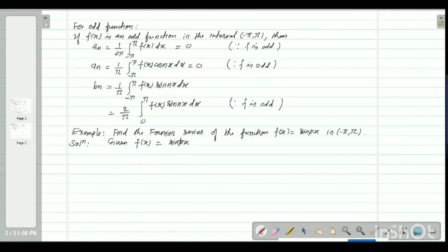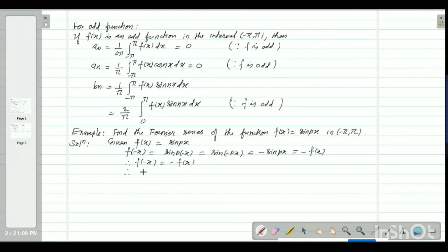By definition we can directly say that this function is an odd function, but we have to check whether this function is even or odd. So just replacing x by minus x, this is sine of p times minus x. So this can be written as sine of minus px, and this is minus sine px. But sine px is your function f of x.